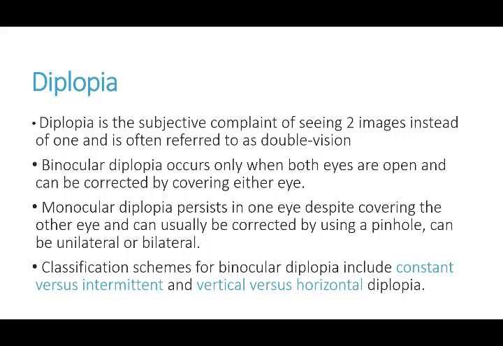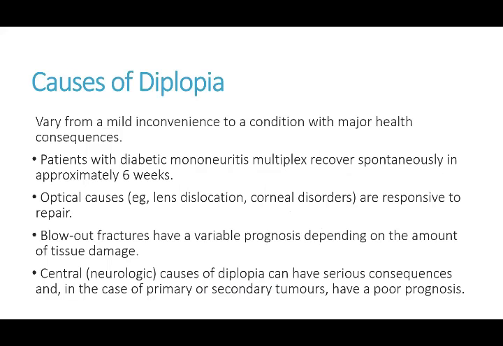The classification schemes for binocular diplopia include constant versus intermittent and vertical versus horizontal. So the diplopia could be constant or intermittent. It could be vertical, meaning one image above the other, vertically, and horizontal, meaning one image beside the other. Okay? Other causes vary from mild inconvenience to a condition with major health consequences. If your patient is seeing two images very strongly, he doesn't know which is right and which is wrong. He'll be falling over himself all the time.